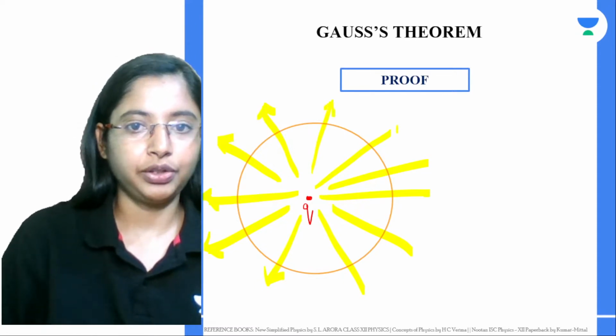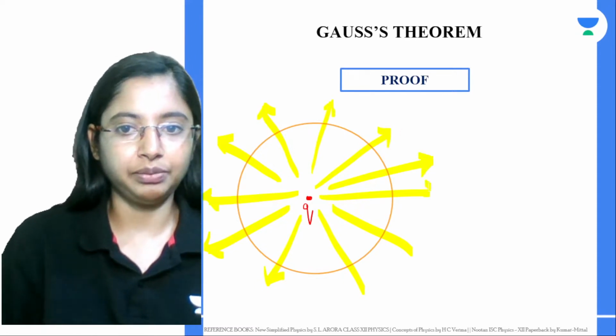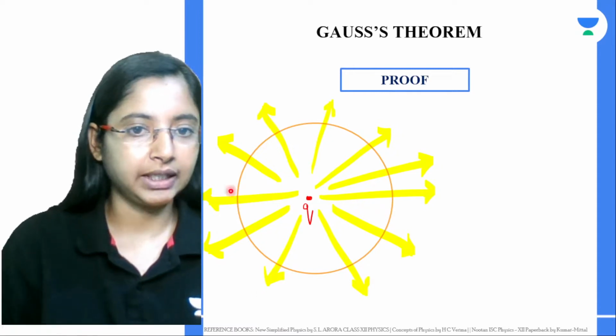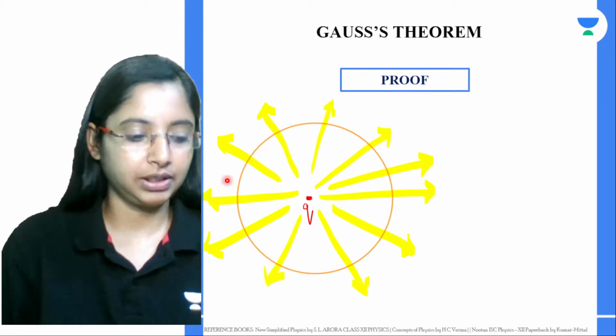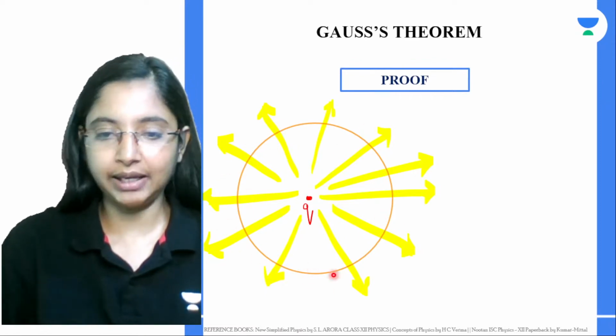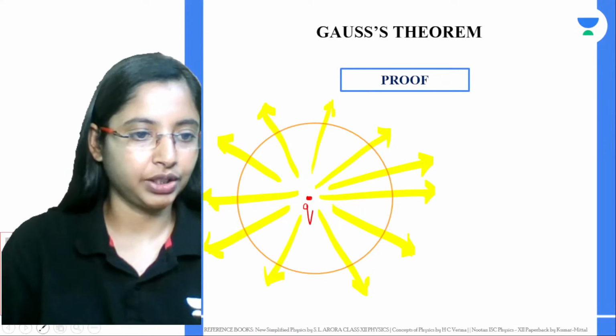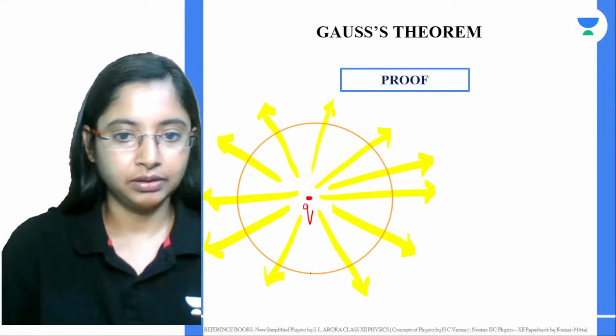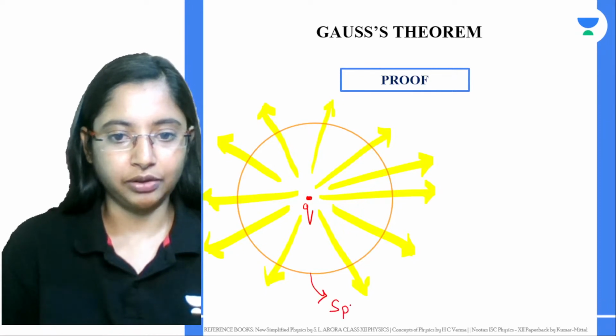Now, to prove Gauss's theorem, we are basically taking a Gaussian surface. This is a hypothetical surface, and this is a spherical Gaussian surface, the one we have considered over here.